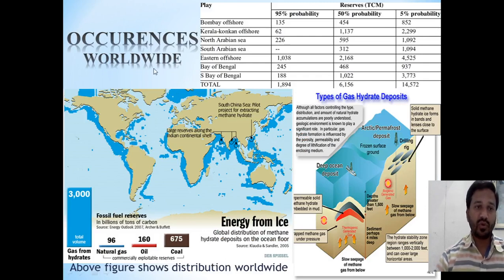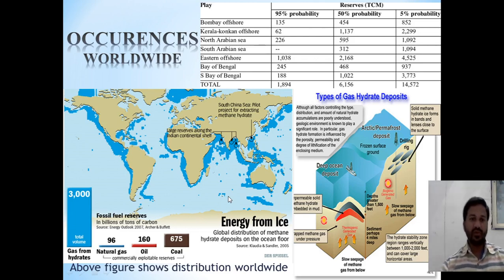If we talk about the occurrence of gas hydrates worldwide, these images show how much gas hydrate is present on the ocean bottoms, as these blue lines show. Especially if you look, these areas are marked around the plates or continents, showing that the slope and continental shelf contain a large amount of gas hydrate reserves.